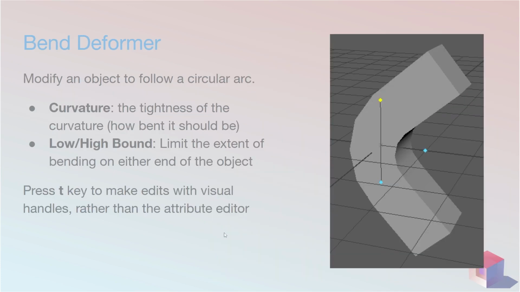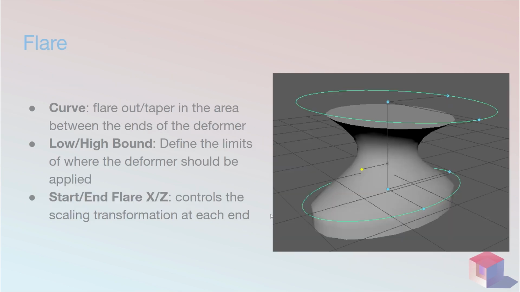So here's another example of the bend deformer, where you can basically take a mesh, apply the deformer, and it bends it along a curve. Here's the flare deformer. The flare deformer basically takes a mesh and flares it upwards to make the top part really big and the bottom part really big while it shrinks the middle.